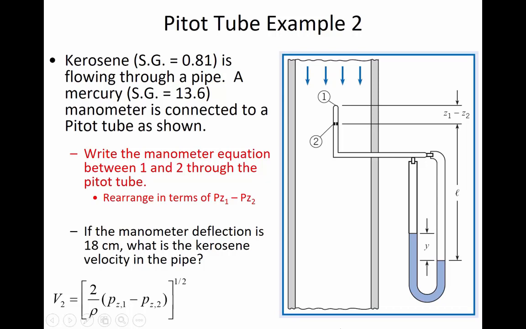All right, so I've given you a couple of hints. I'm going to give you a few moments to fill in the rest of the blanks, and we'll regroup and see what you get as the velocity at 2. What we're trying to find out is, if you've got 18 centimeters of deflection, what does that mean about the velocity of kerosene through the pipe?